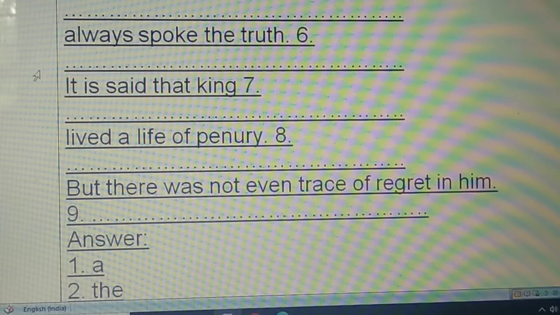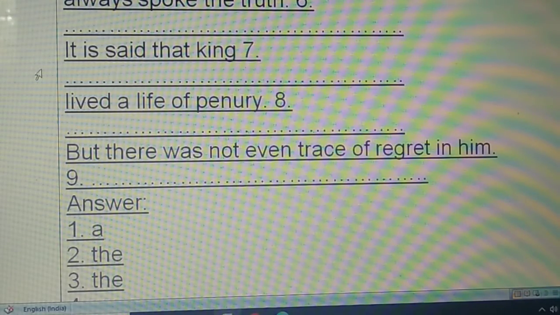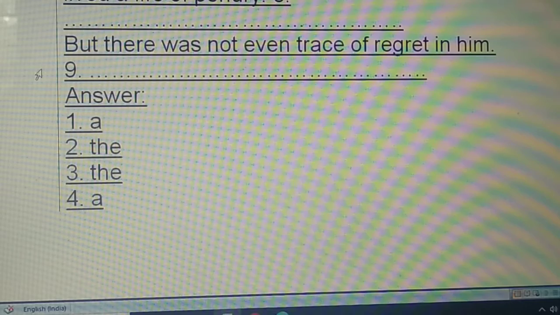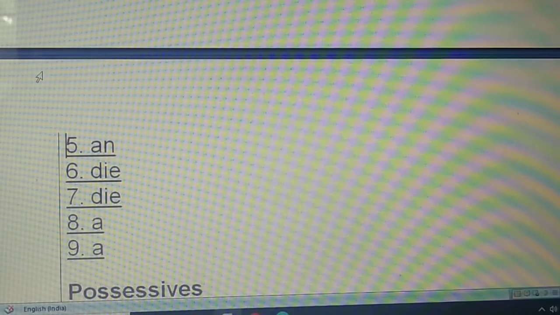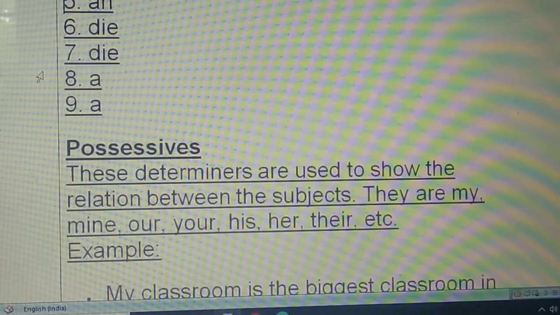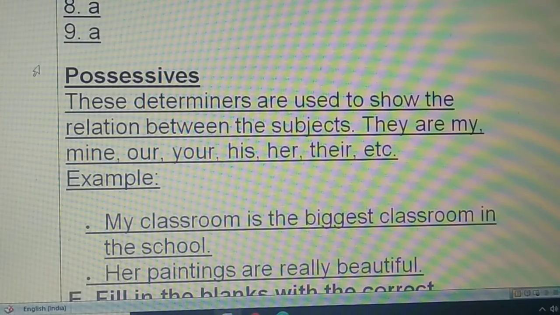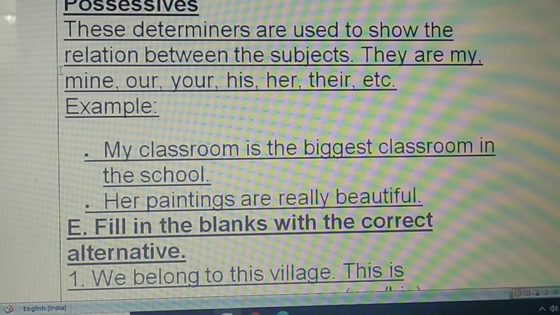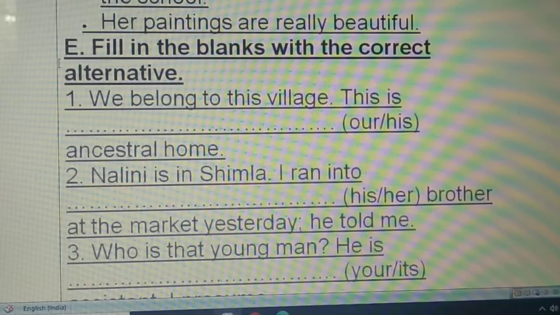Okay, now see. A, the, third is the, fourth is a, and possessives. These determiners are used to show the relation between the subjects, you know. They are mine, our, your. My classroom is the biggest classroom in the school. Her paintings are really beautiful.